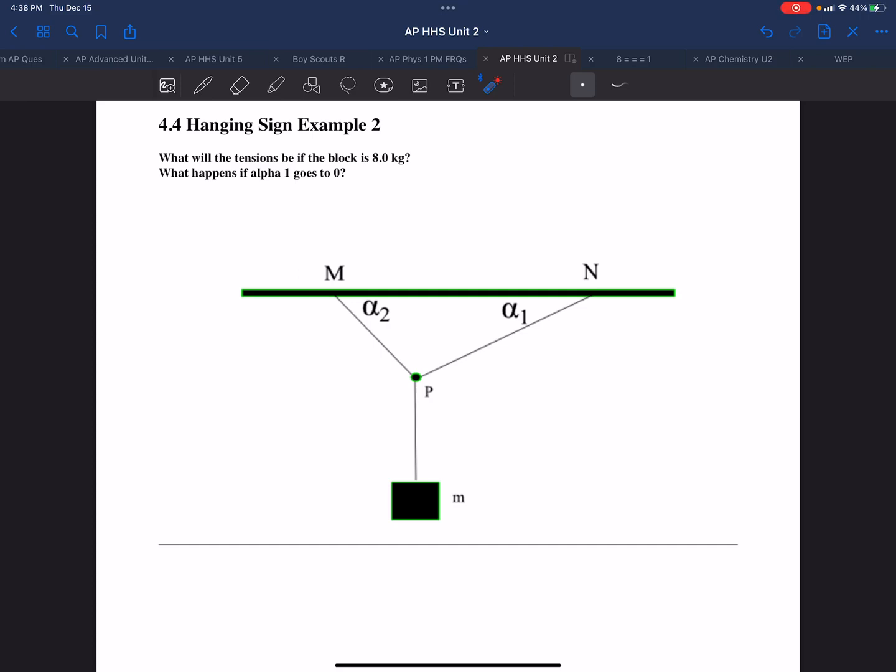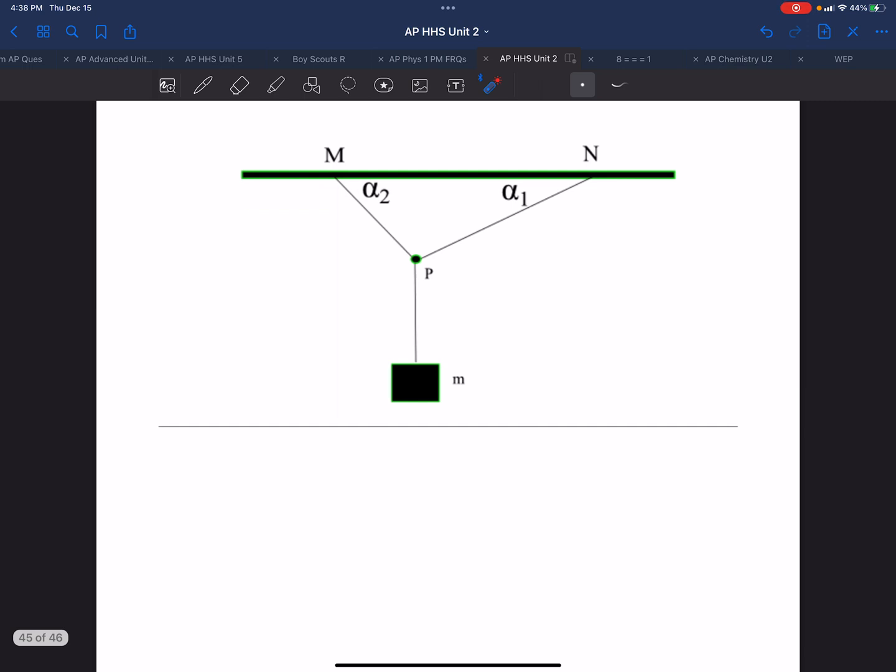In this scenario, we have this hanging sign, and like the last one, it's in equilibrium. And so what we might see then is that, if we call this tension 1 and this tension 2, tension 1 and tension 2 will each have a vertical component and a horizontal component. And of course, there's a force of gravity in this direction.